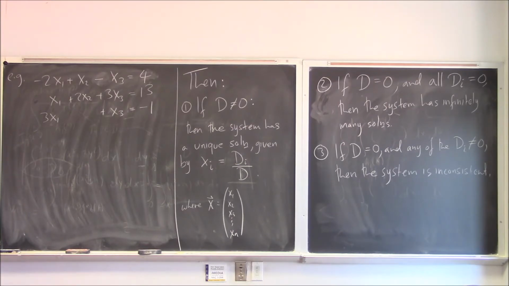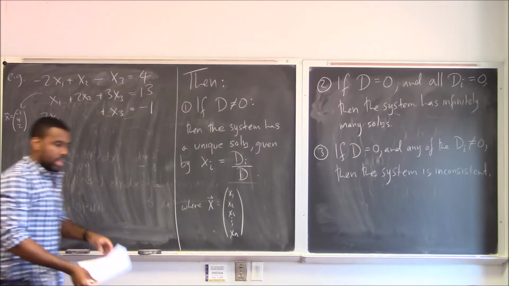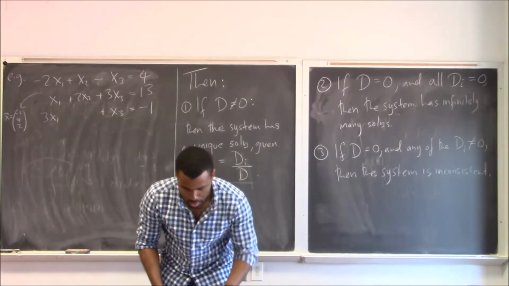Okay. Yeah, so we actually did this before. We know what the answers are. It turns out that our x was minus 1, 4, 2. So we know what the answer should be. So let's actually just verify that Cramer's rule works here.